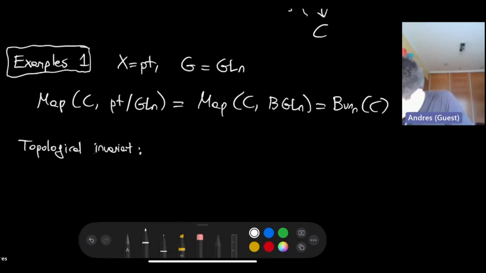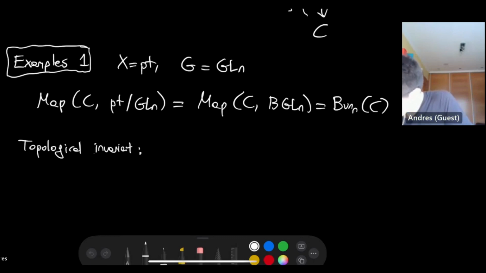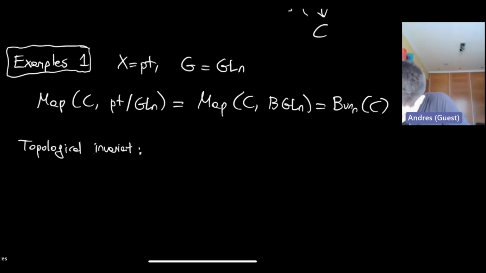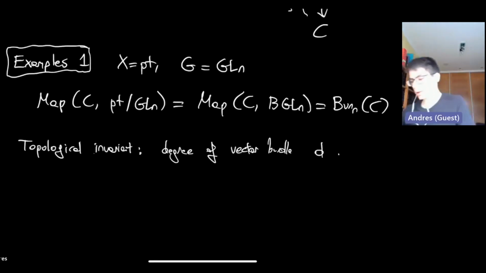That's going to be the, how do I, okay. The degree of the vector bundle on the curve. So we're going to fix it. We're going to call it D.